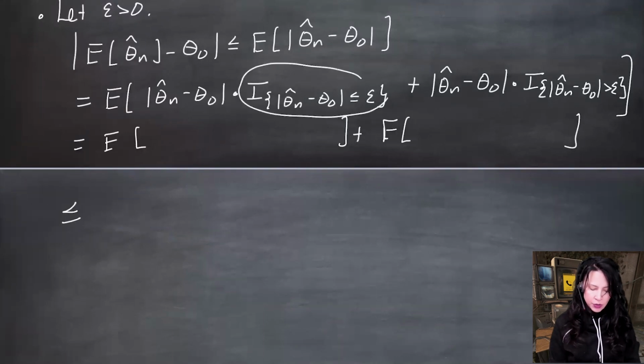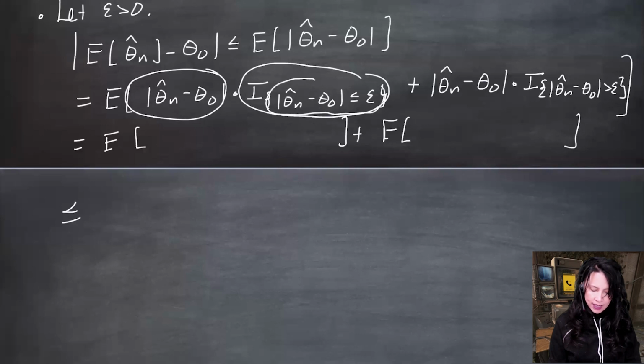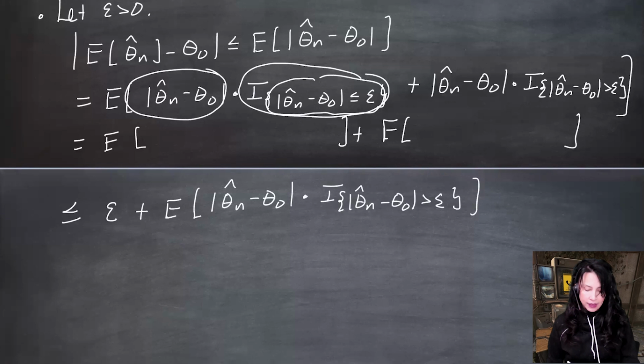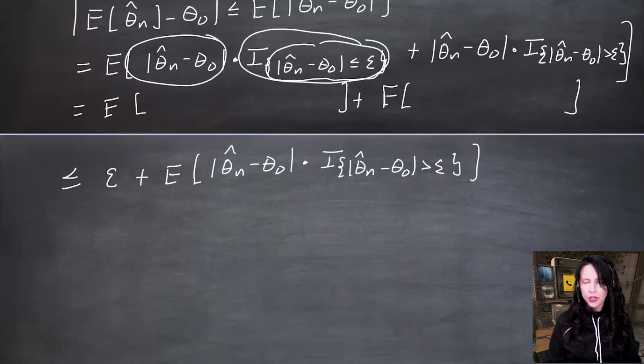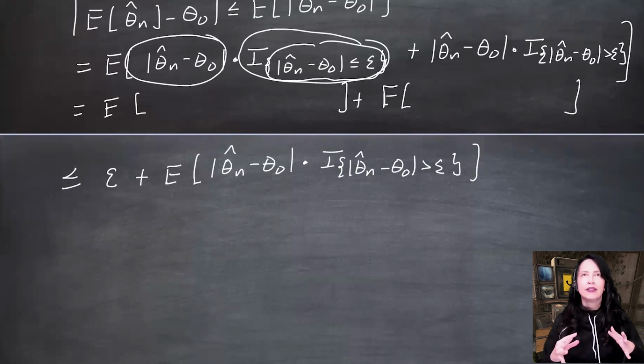So this part is always 0 or 1. The most it can be is 1. And if it's 1, then the most this can be is epsilon. Because when the indicator is 1, that's saying that that quantity is less than or equal to epsilon. So my first term is less than or equal to epsilon. And the second term, I'm just going to leave in place for the moment. And what's going on with that second term? This is a weird step. Unmotivated, you might even say.